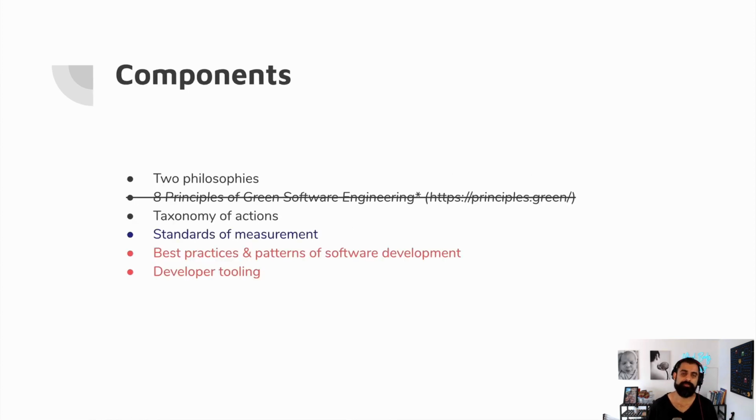So there's several components to green software engineering right now, and as I said, everything's evolving. There's two philosophies which I'll go through. This is the culture of the discipline. There's something that we've had for a long time called the 8 principles of green software engineering. Not a long time, a year. The 8 principles of green software engineering, and it's still very, very useful.